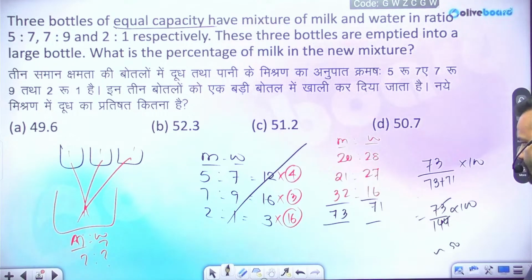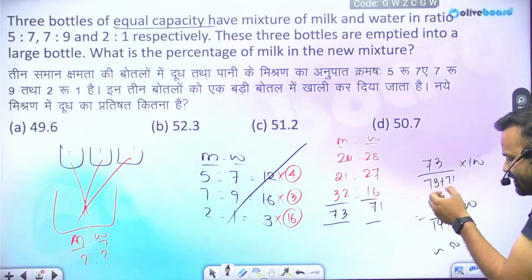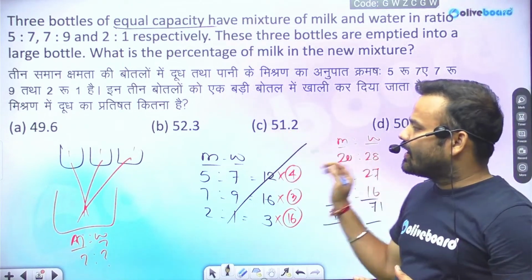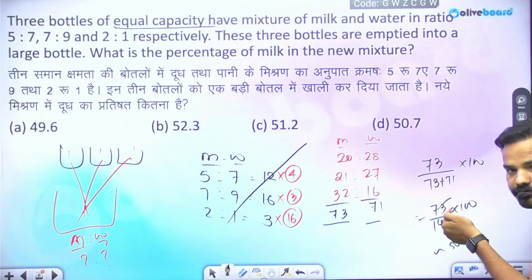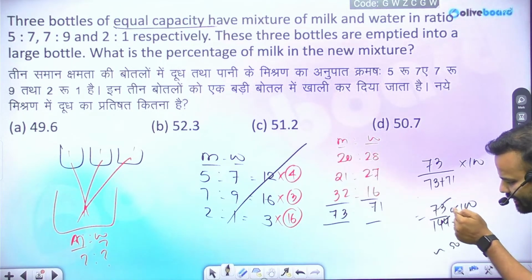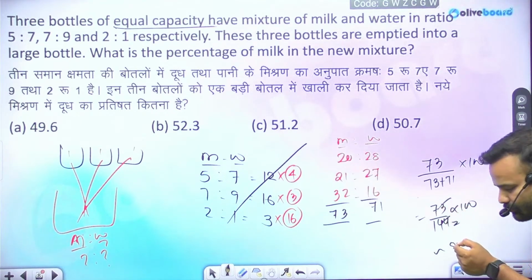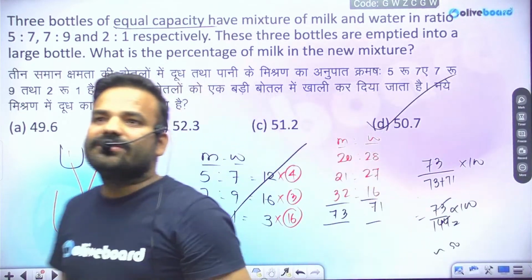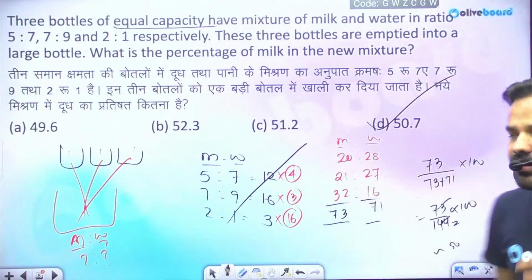Fine. So the amount of milk in the container is 73. 73 is what percent of the total mixture? 73 by 144 is 50. So the answer should be 50. Oh my god, every option is having 50%. Now see, sir, I made this 73 as 72. 72 times 2 is what? 144. So I have changed the numerator. I have made it small, so the answer is small. So the answer will be more than 50. So 50.7% should be your answer.